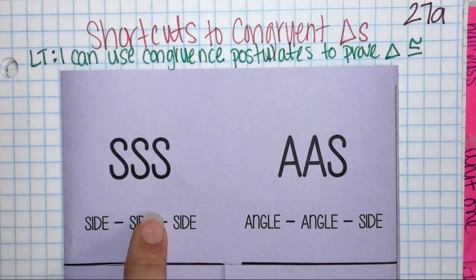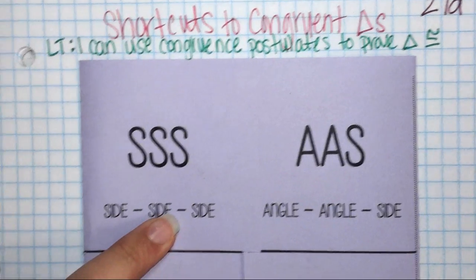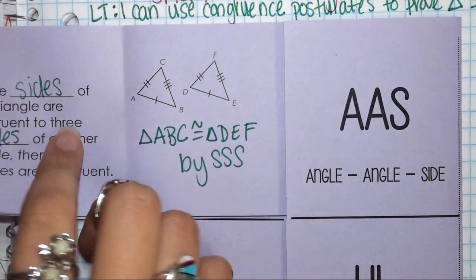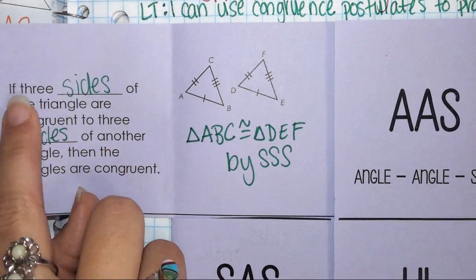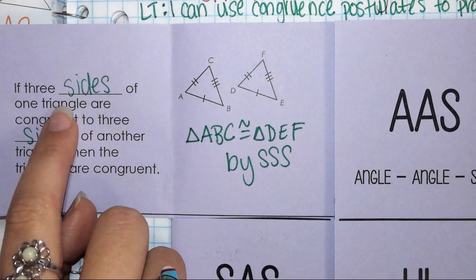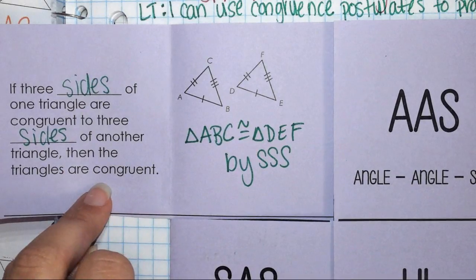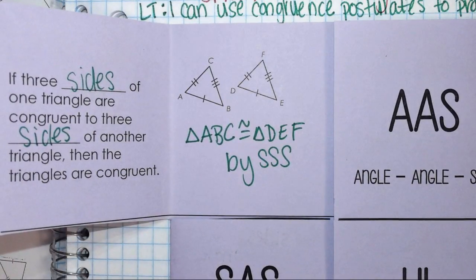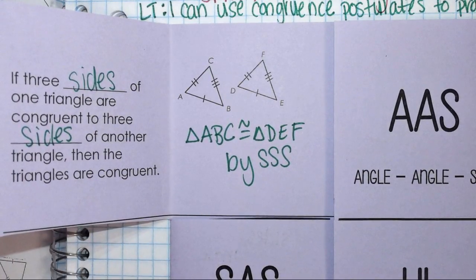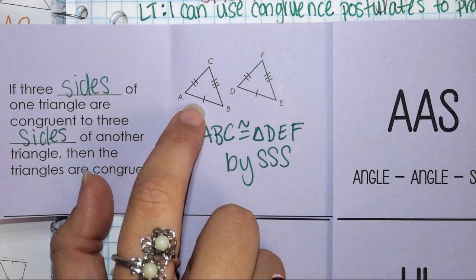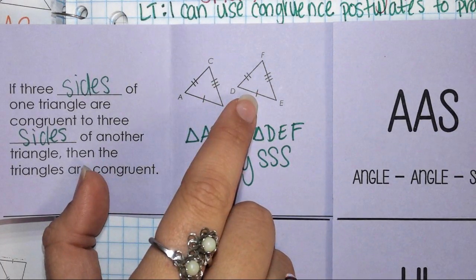Alright, so the first one was side, side, side. That means that three sides have to be congruent. So it says, if three sides of one triangle are congruent to three sides of another triangle, then the triangles are congruent. And we know that AB is congruent to what segment?